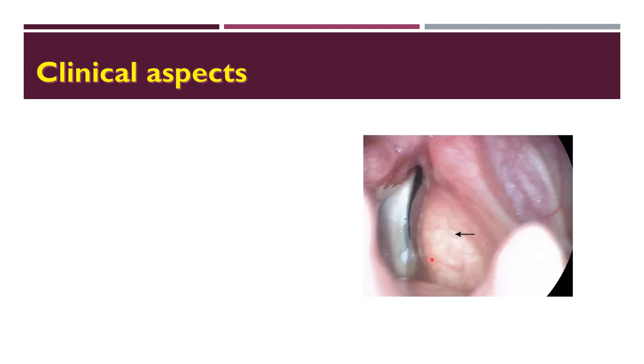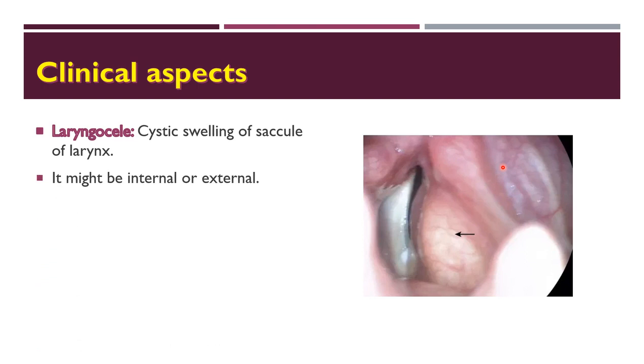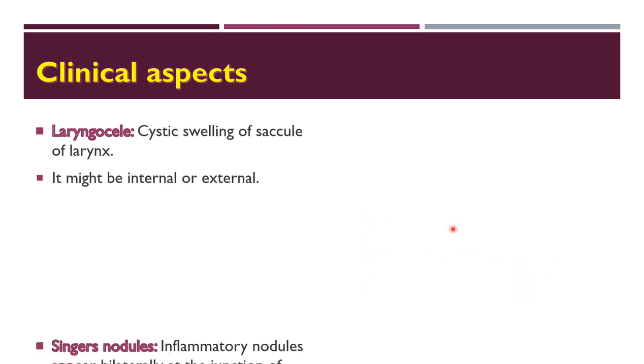This is cystic swelling of the saccule of the larynx, which is called a laryngocele. It might be internal or sometimes, through the thyrohyoid membrane, it might also protrude externally as a swelling in the neck. This is because of the inflammation of the glands lining the saccule of the larynx, which is called a laryngocele.